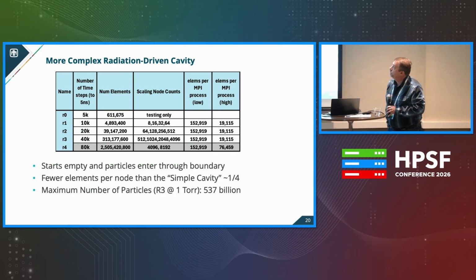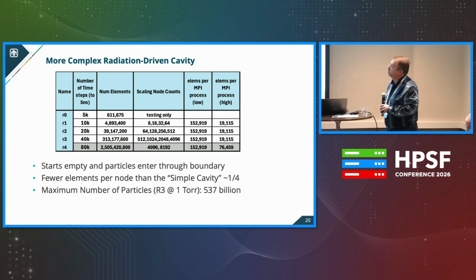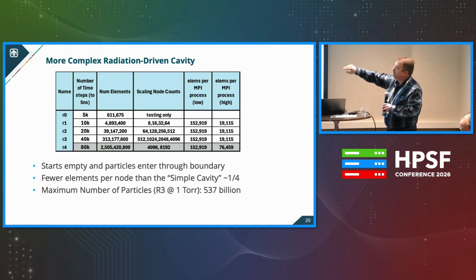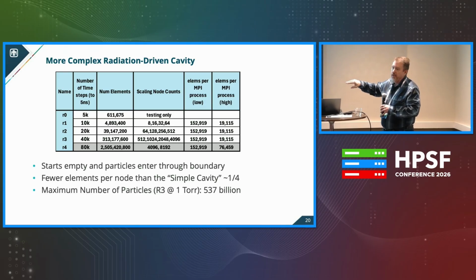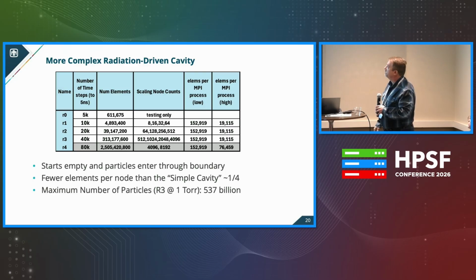The next problem is a real experimental problem. It's a radiation-driven cavity. We're going to solve on basically R1 through R3. We actually did not get R4 to run on the node counts that we launched them on. We think we were running out of memory, so we're going to have to go to larger node counts. We didn't get that finished.